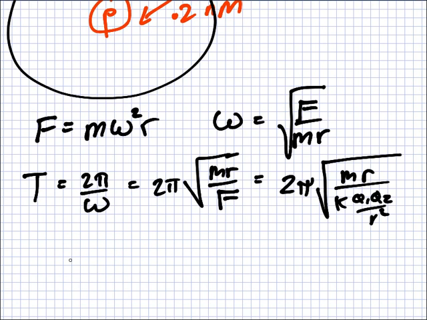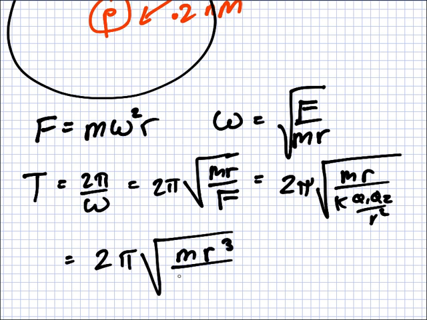Right, let's clean that up a little bit. That's 2 pi root m r cubed over K Q1 Q2. So I've worked out a formula for getting T. Yeah? Let's calculate it.